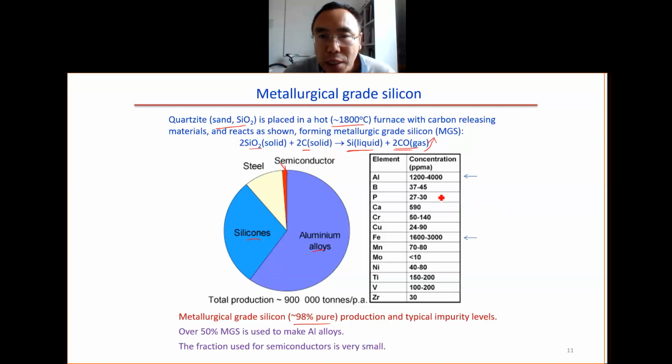Here are the impurities. We have aluminum and iron. Transition metal impurities like this are usually very bad for electronic devices. We also have many other impurities. So now we need to purify this metallurgical grade silicon.